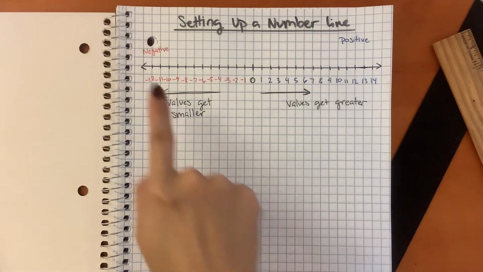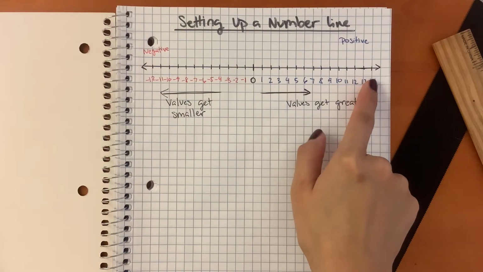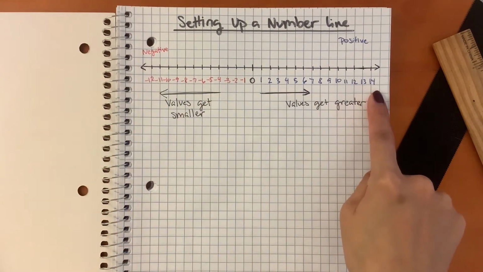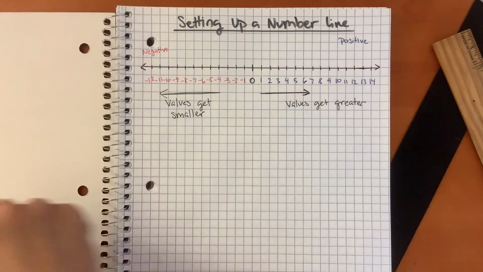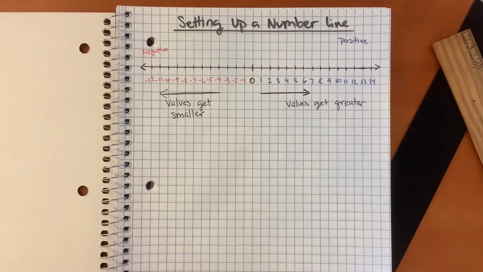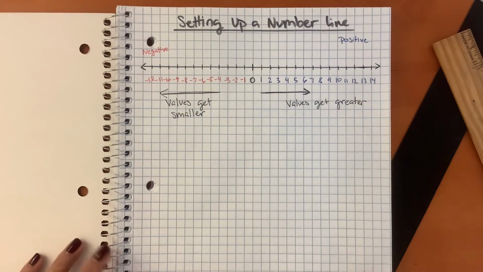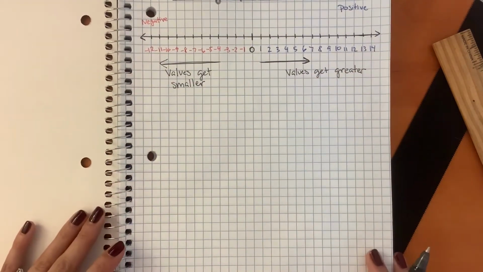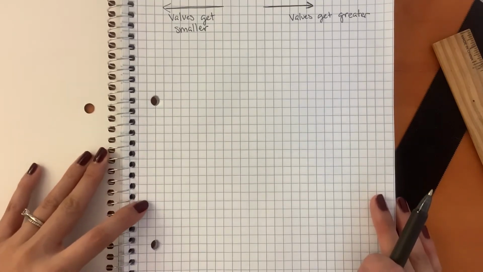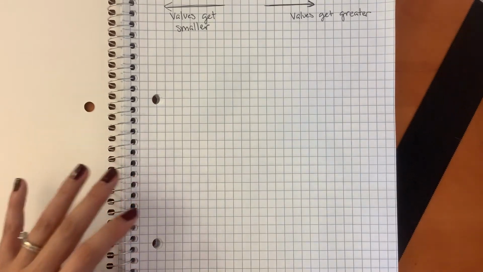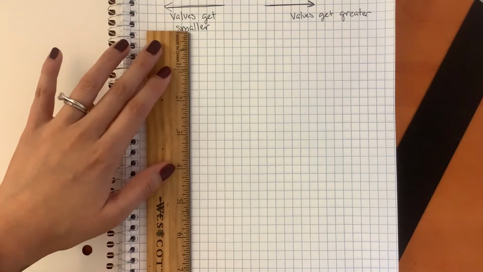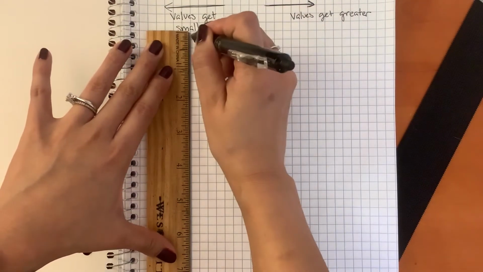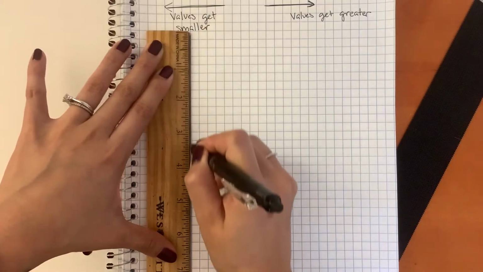So now that we have practiced setting up a number line, these are the most common number lines you'll probably see, but you might see some other types. And if you've ever seen a thermometer, you might notice that instead of going side to side like this, thermometers go up and down. So another kind of number line that you might see is a number line that goes up and down. So let's practice setting one of those up.